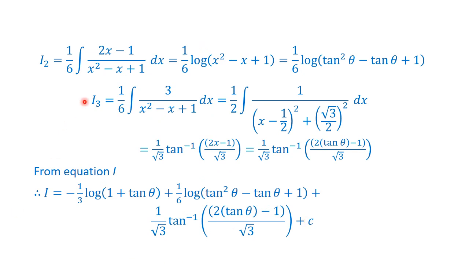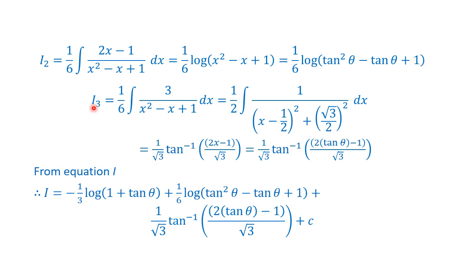I2, 1 by 6 is already there, and this term is the derivative of the denominator. So directly using the standard form, 1 by 6 into log of x square minus x, that is using the corollary actually, the integration of f dash of x by f of x is equal to log of f of x, isn't it? So 1 by 6 log of tan square theta minus tan theta plus 1.